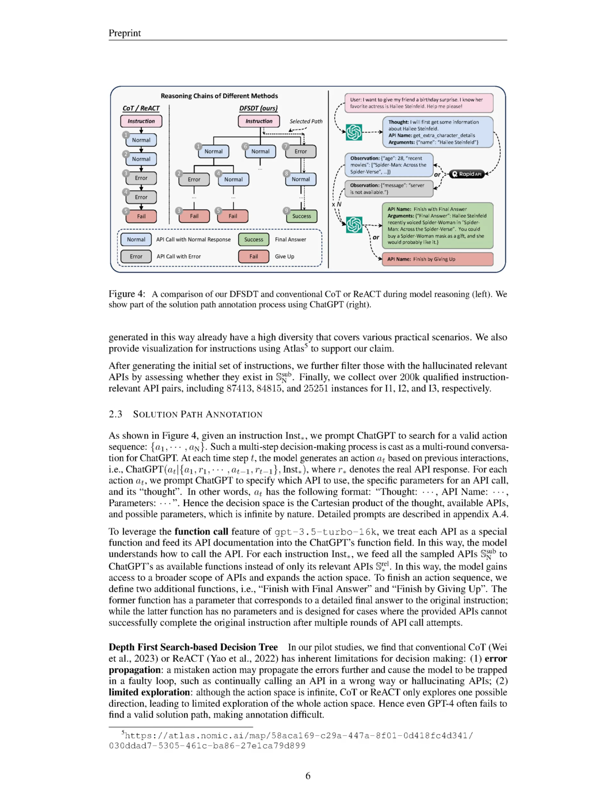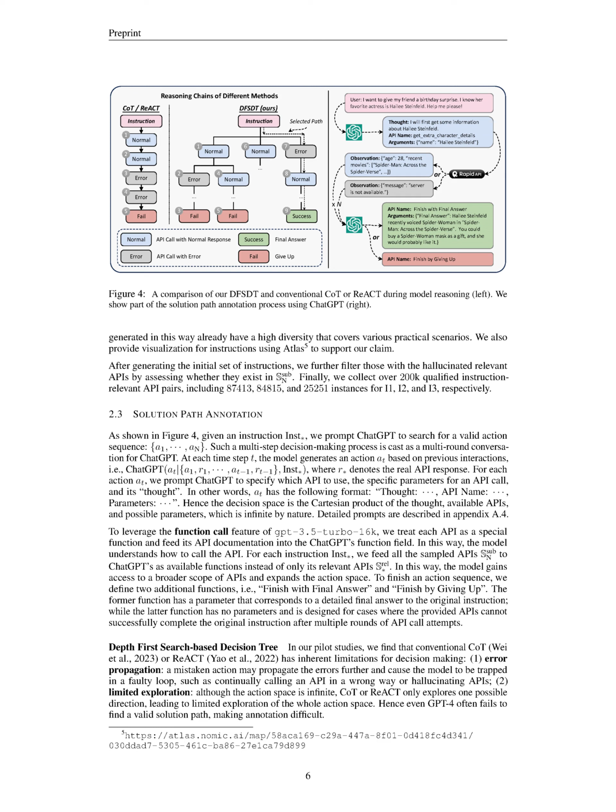Once we've created the initial set of instructions, we filter out those with relevant APIs that don't actually exist in the subset of N. In the end, we've collected over 200,000 pairs of instructions and relevant APIs that meet our criteria, including 87,413 pairs for I1, 84,815 pairs for I2, and 25,251 pairs for I3. Now, let's talk about how we annotate the solution path.